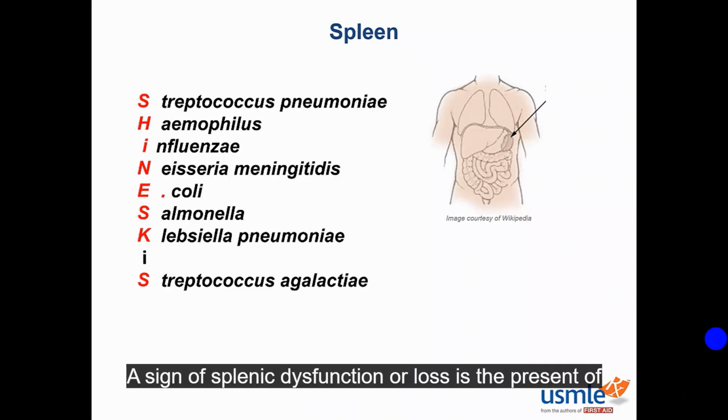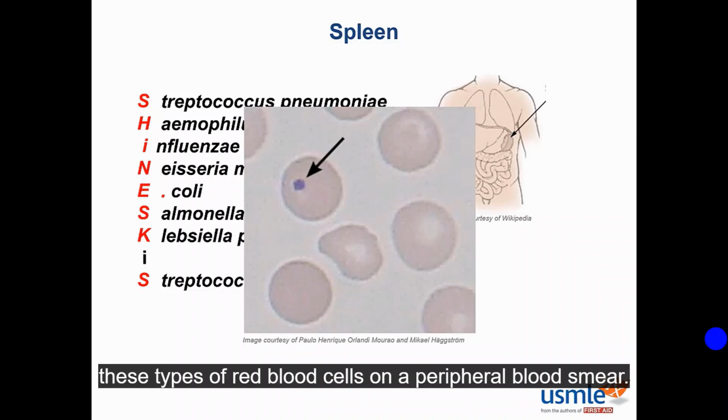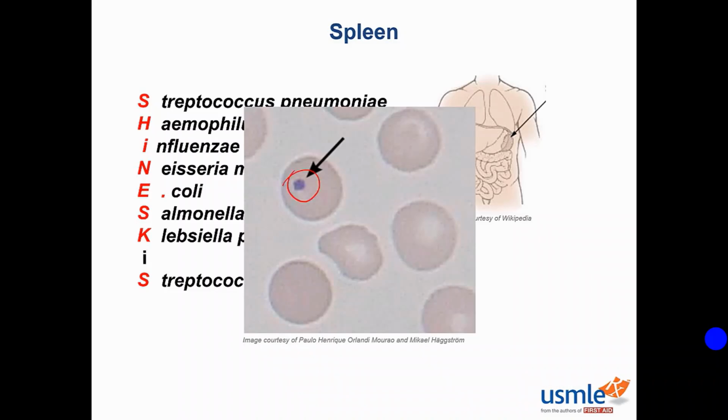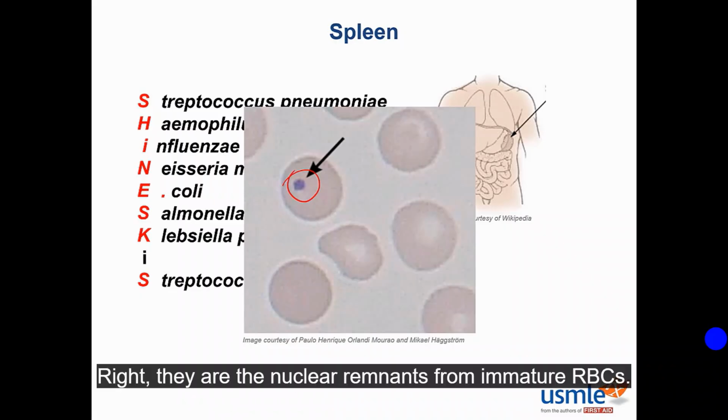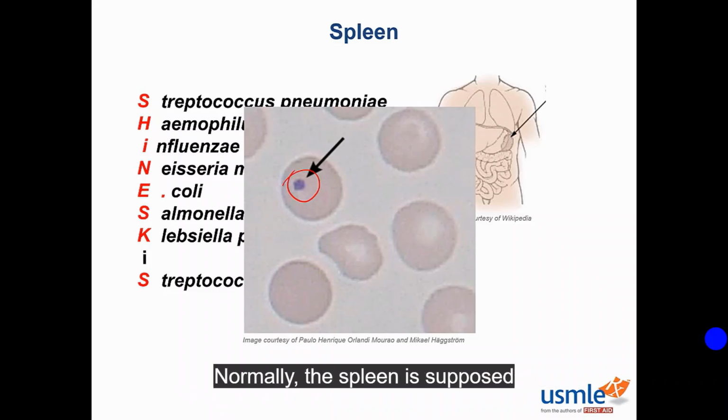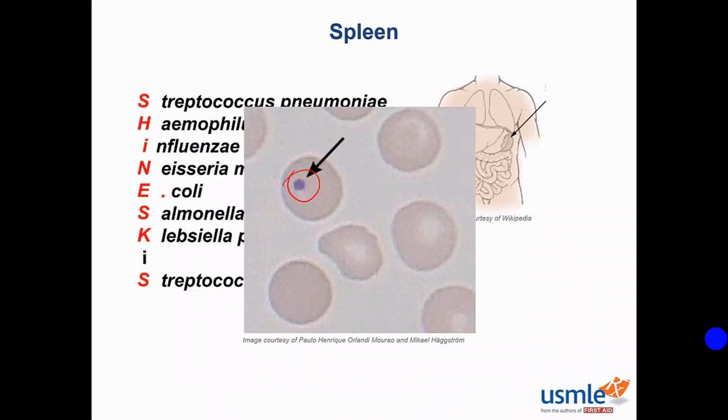A sign of splenic dysfunction, or loss, is the presence of these types of red blood cells on a peripheral blood smear. What are these inclusions called, and why are they there? They are called Howell-Jolly bodies. And what are they? Right, they are the nuclear remnants from immature RBCs. Normally, the spleen is supposed to filter out this material.